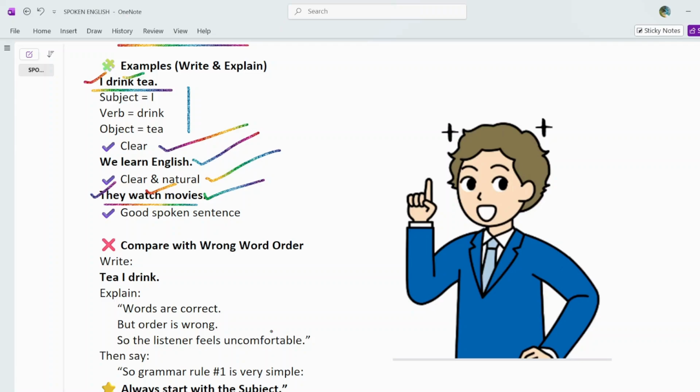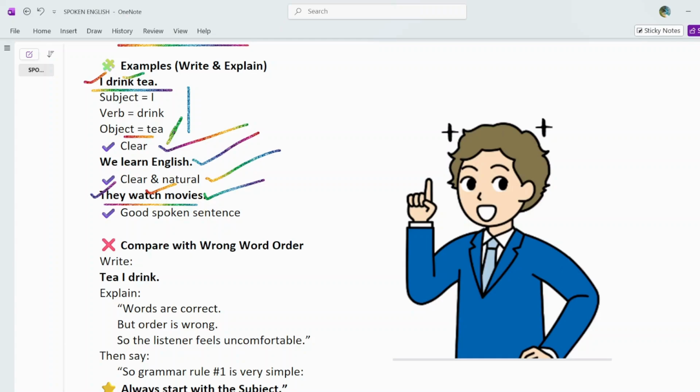In I drink tea, I is the subject, which means who is doing the action. And drink is the verb. The verb is the action that's happening. And tea is the object. The object is the thing receiving the action. So, I drink tea. Very clear, very natural, and very English.